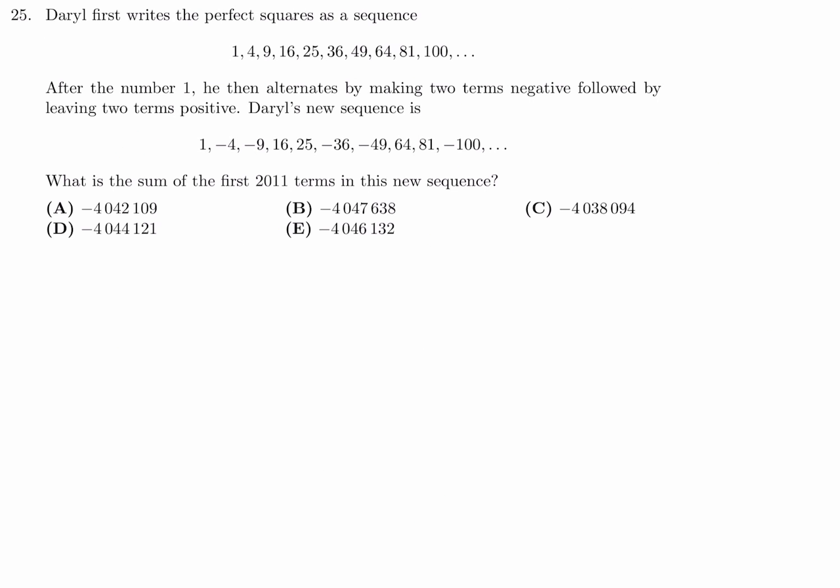Daryl first writes the perfect squares as a sequence: 1, 4, 9, 16, 25, 36, 49, 64, 81, 100, and so on. After the number 1, he then alternates by making 2 terms negative, followed by leaving 2 terms positive. Daryl's new sequence is 1, negative 4, negative 9, 16, 25, negative 36, negative 49, 64, 81, negative 100, and so on. What is the sum of the first 2011 terms in this new sequence?